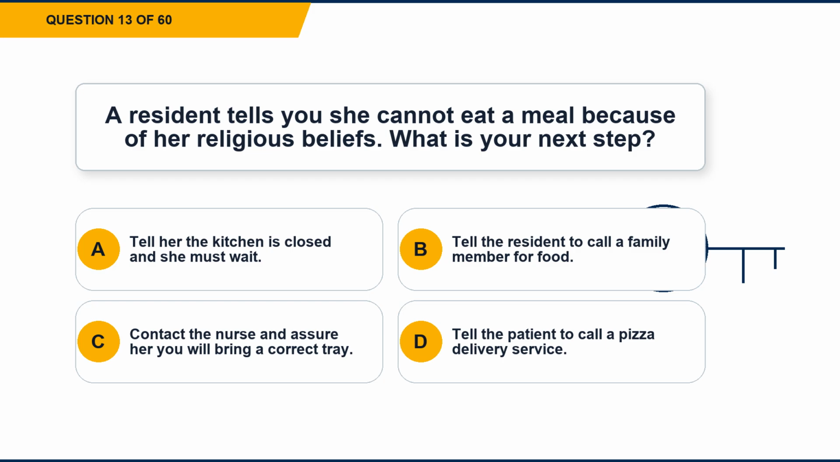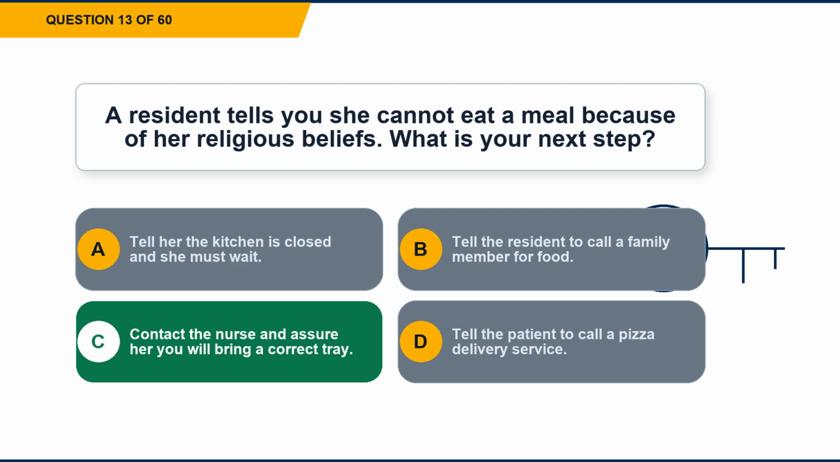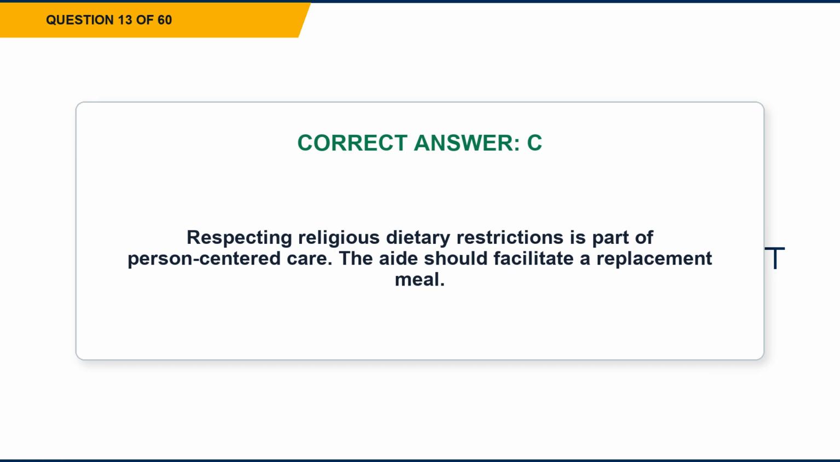Option A: tell her the kitchen is closed and she must wait. Option B: tell the resident to call a family member for food. Option C: contact the nurse and assure her you will bring a correct tray. Option D: tell the patient to call a pizza delivery service. The correct answer is option C: contact the nurse and assure her you will bring a correct tray. Explanation: respecting religious dietary restrictions is part of person-centered care. The aide should facilitate a replacement meal.